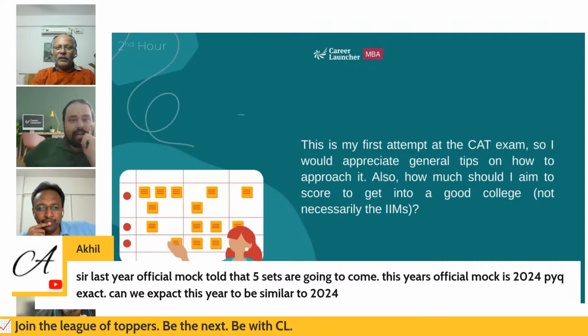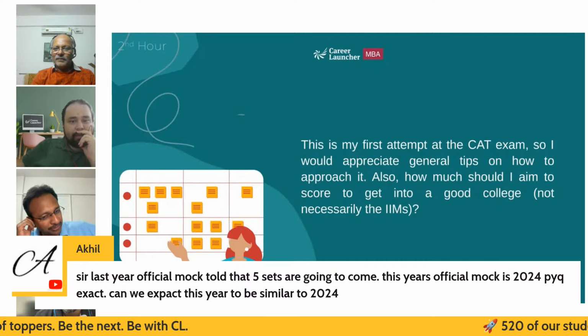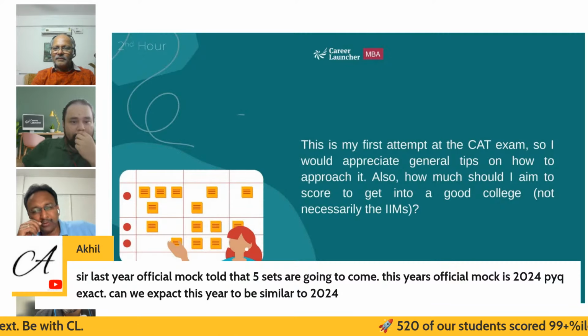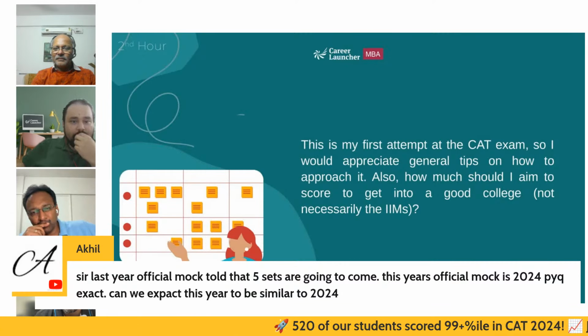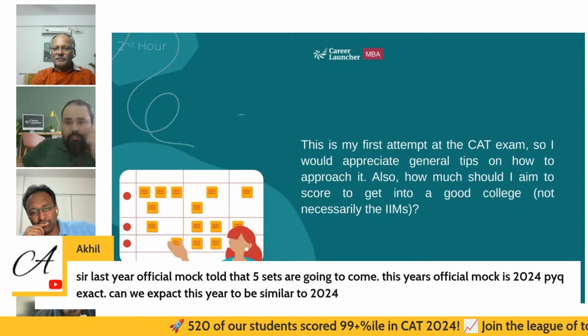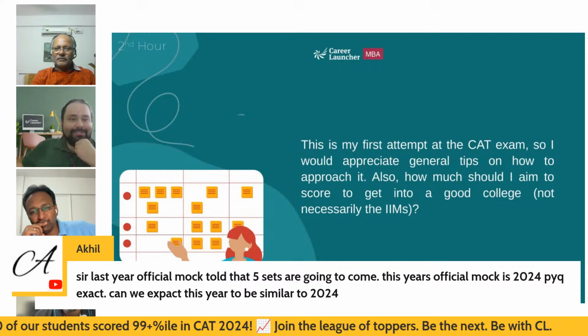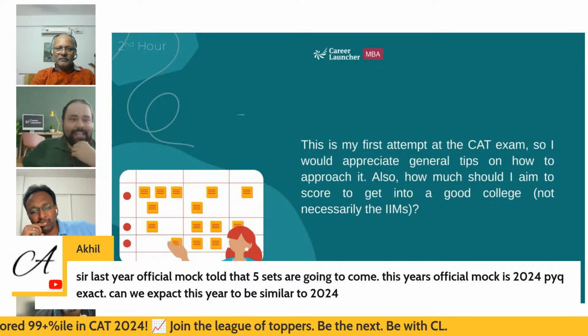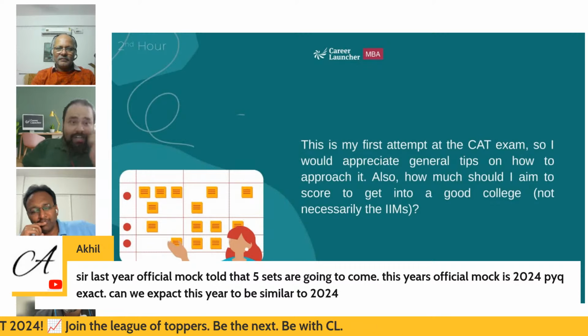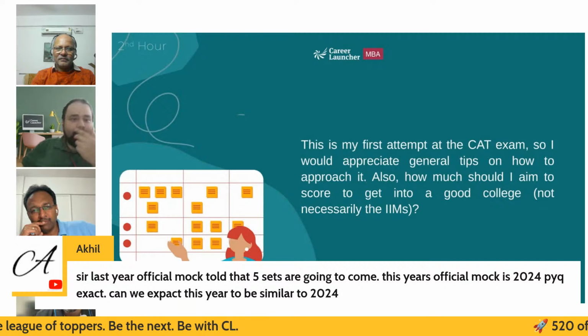Every year this happens. Akhil asks: the official mock told that 5 sets are going to come. This year's official PYQP exact. Can we expect this year to be the same as 2024? No. I think that's the simplest answer. You can't expect anything. मतलब you can expect whatever you want.